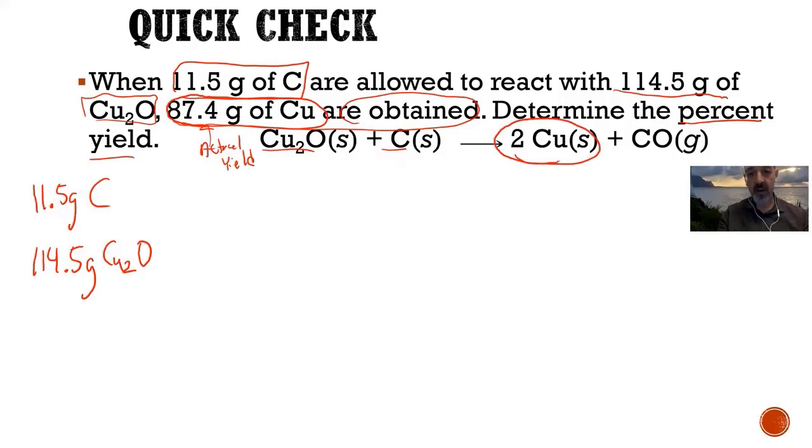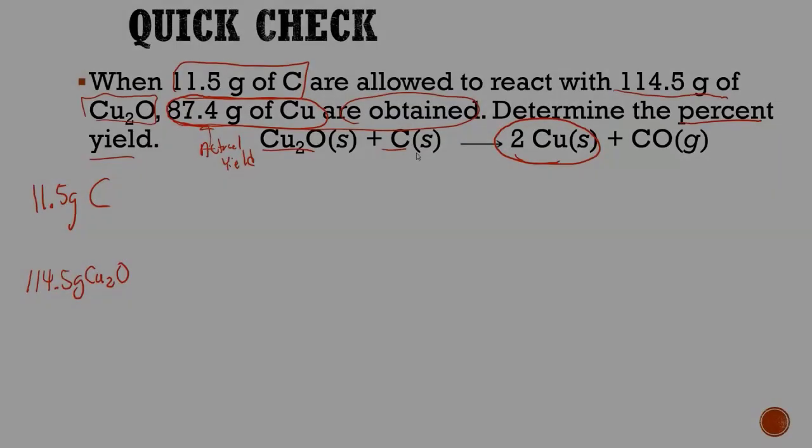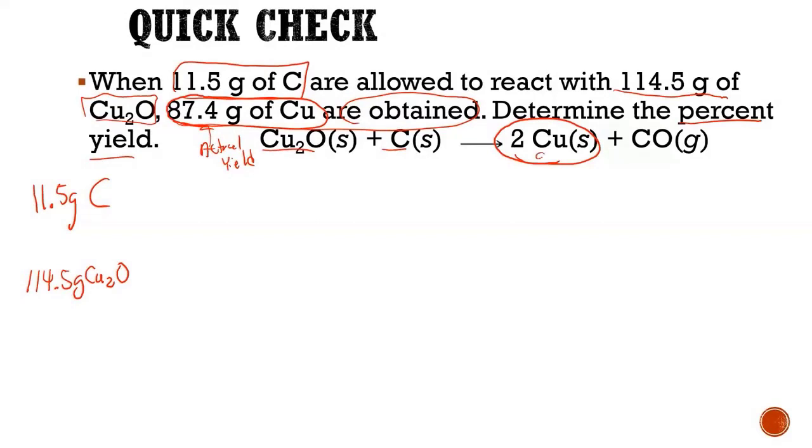So I need to convert both carbon and the copper 1 oxide to grams of copper to figure out what the theoretical yield is. So I'll give you guys a minute to work on that. And so I want to figure out how many grams of copper are produced theoretically so that I can determine my percent yield. And that's going to require a double stoich.